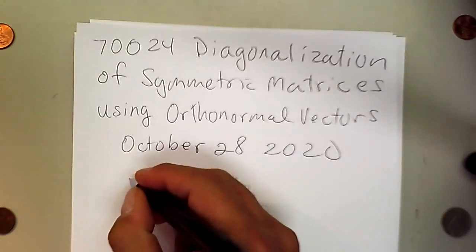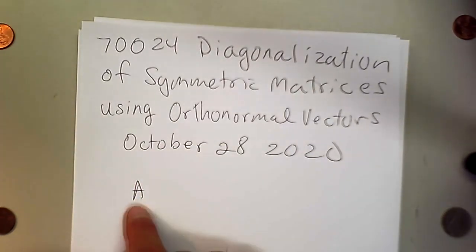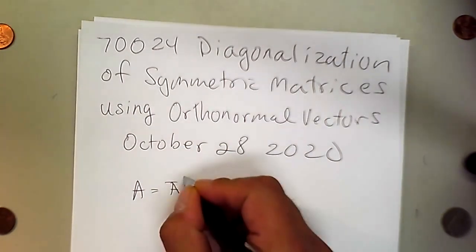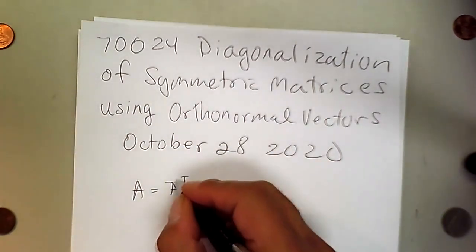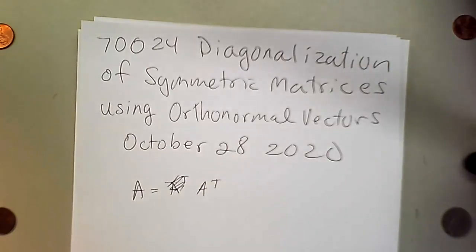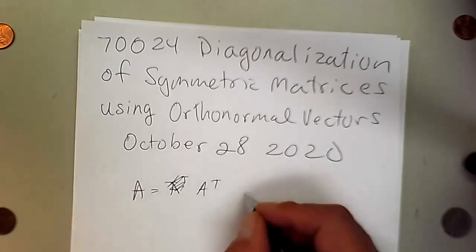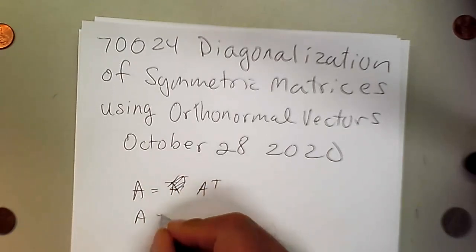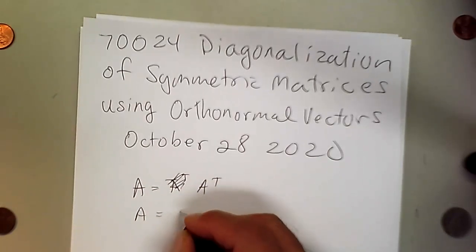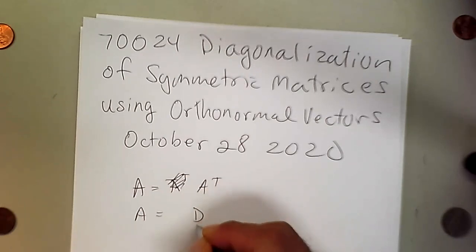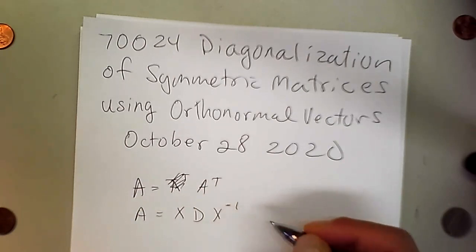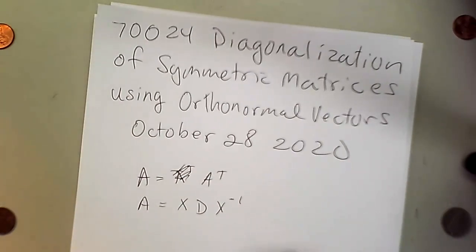Okay, so we're going to have a matrix, but this matrix is symmetric, which means that it is equal to its transpose, A transpose. Assuming this, we're going to factor this into three matrices, a diagonal matrix in the middle, X, and the inverse of X. But there's one more thing about this.